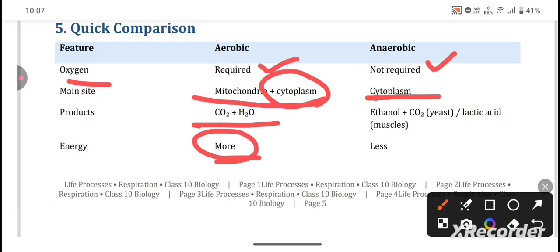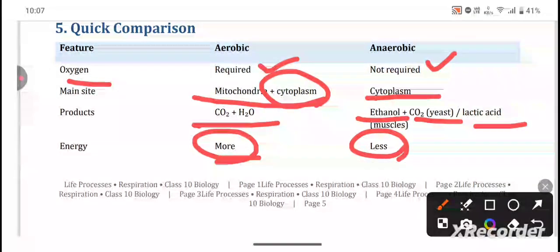byproducts of anaerobic respiration are ethanol, CO2, or lactic acid, which is stored in the case of muscle, and a lesser amount of energy is produced. So this is the comparison of aerobic and anaerobic respiration and the fate of pyruvate in both aerobic and anaerobic respiration.